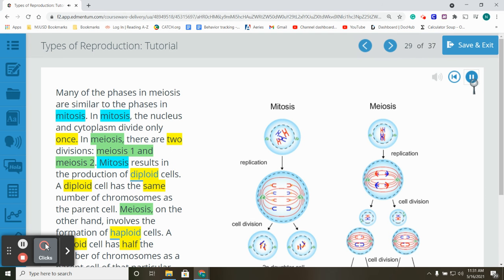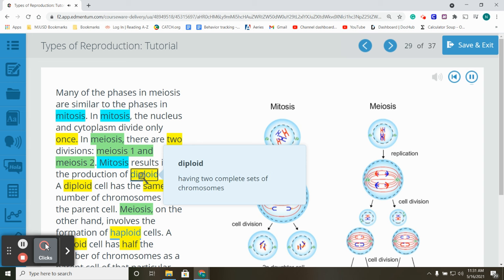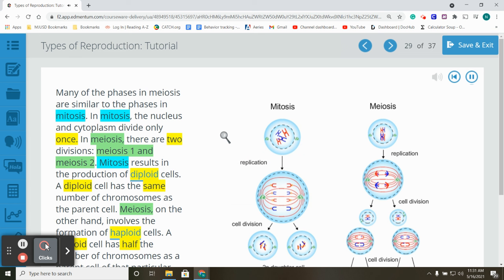Many of the phases in meiosis are similar to the phases in mitosis. In mitosis, the nucleus and cytoplasm divide only once. In meiosis, there are 2 divisions, meiosis I and meiosis II. Mitosis results in the production of diploid cells. A diploid cell has the same number of chromosomes as the parent cell.